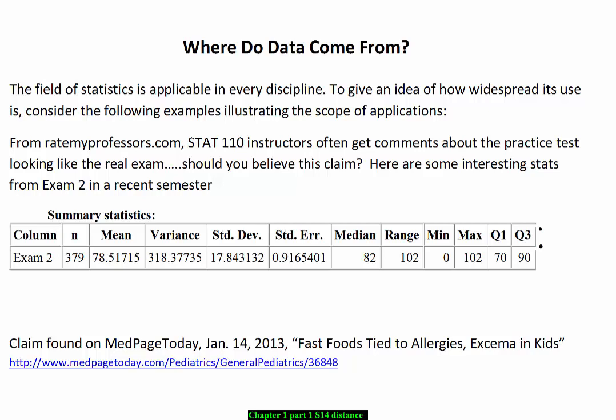Let's get started. Chapter 1 is called Where Do Data Come From? The field of statistics is applicable in every discipline. To name a few, educational research, all the sciences. The Food and Drug Administration requires the use of statistics to approve drugs based upon clinical trials. The companies have to use statistics to demonstrate that their drug is effective and to report adverse events. Statistics is used widely in advertising, in market research.